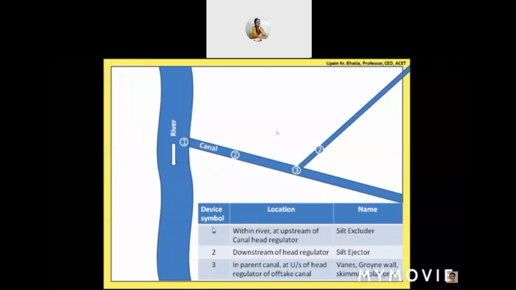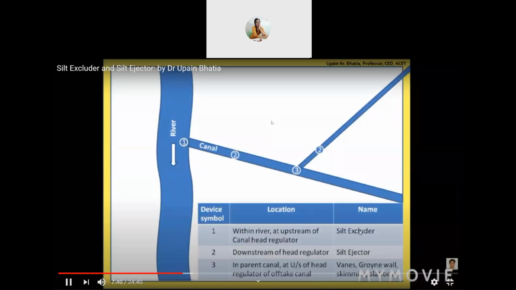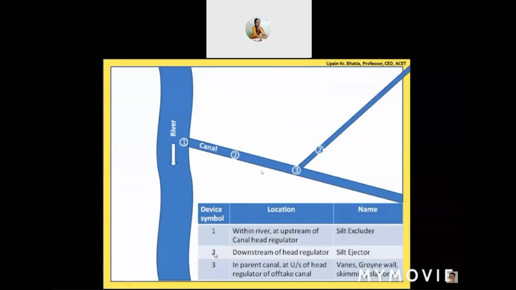So device symbol 1, it is within this river, at the upstream of the canal head regulator. Here the canal head regulator is on the downstream side. So the first device is to be provided and its name is Silt Excluder, that you have discussed in the previous lecture also.